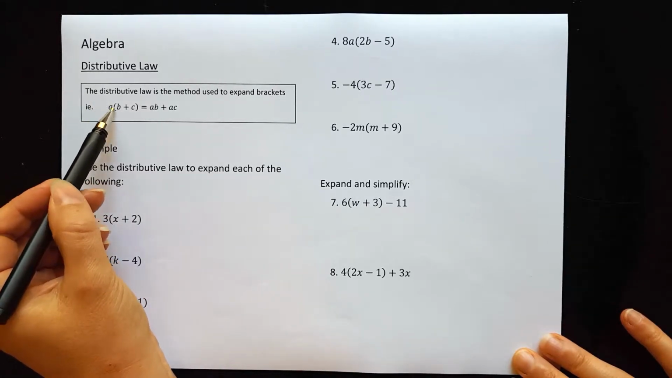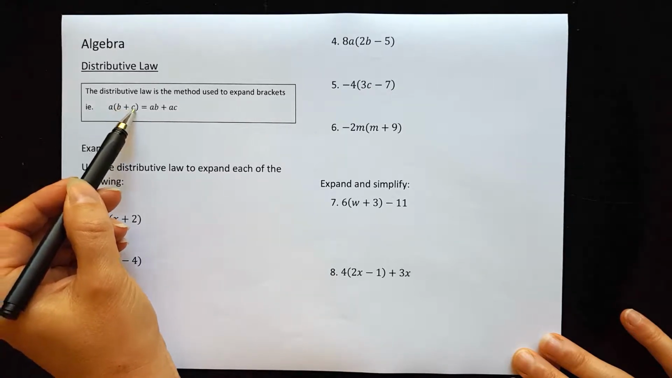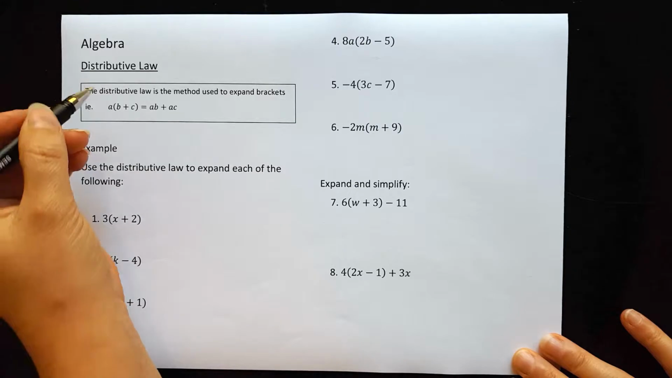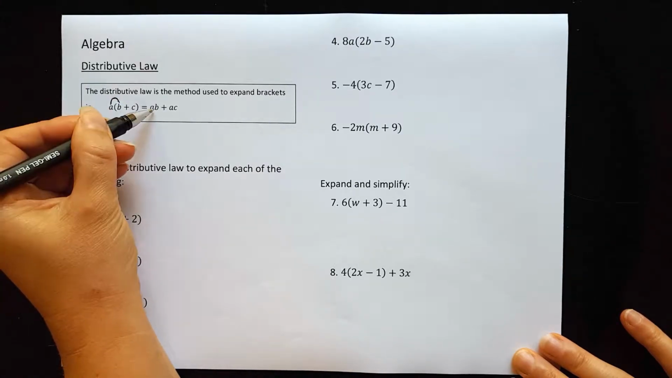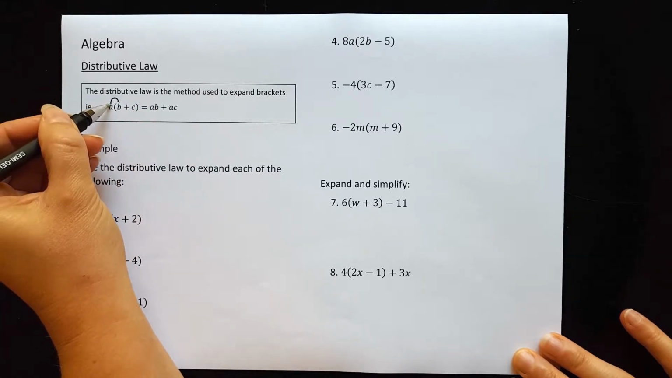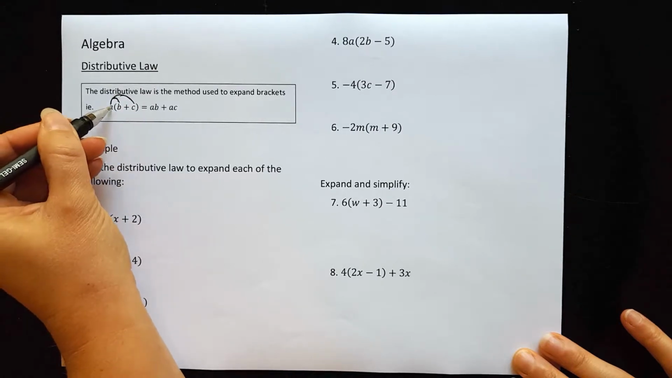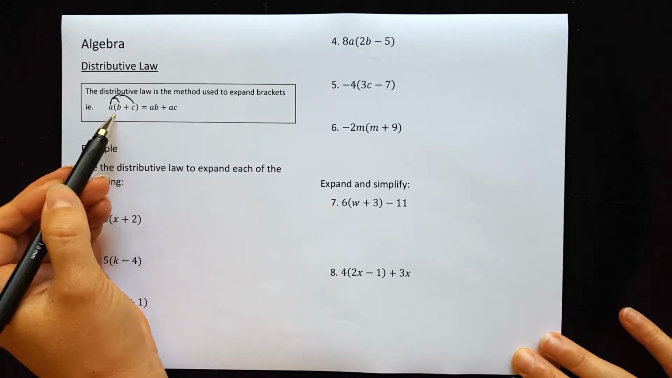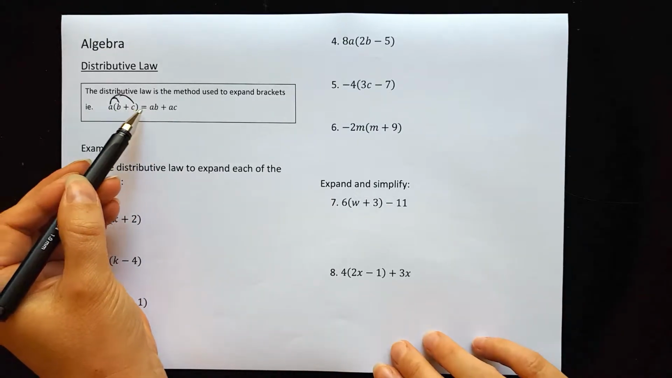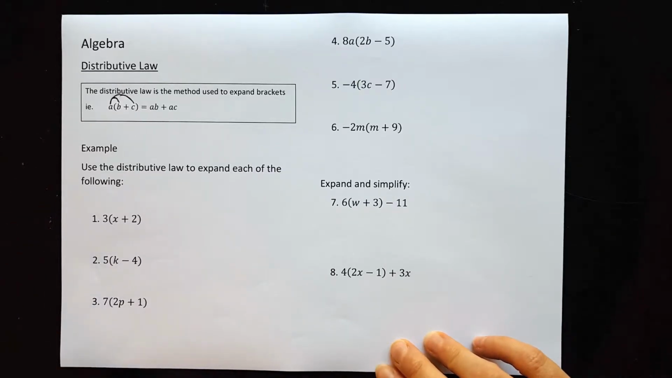If A is our thing out the front of the brackets and B plus C are things inside the brackets, we can expand them by multiplying the A by the B. So we have A times B giving me AB. And then we also multiply the A with the second thing in the bracket, the C. So AC. So this is not really a formula. Don't memorize this, but it's just to show you how to do it. It's more of a process that you want to remember. So let me show you this process in these examples.